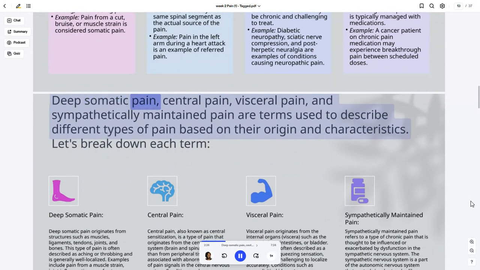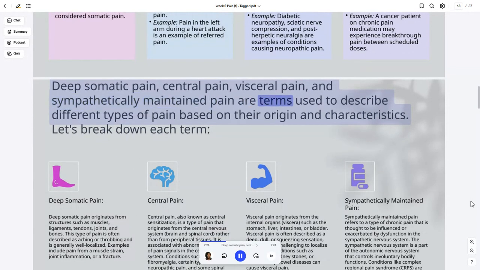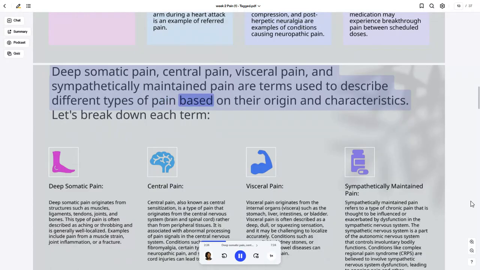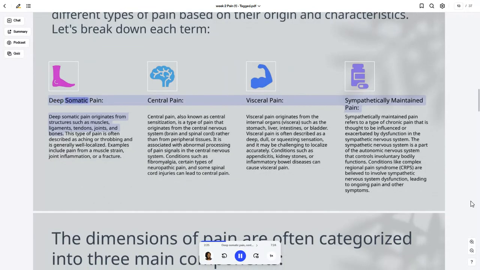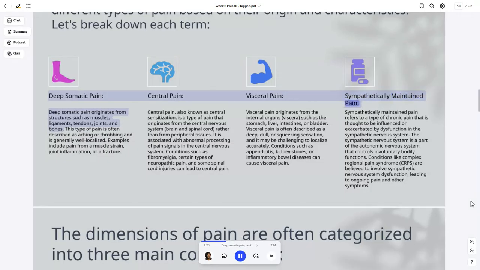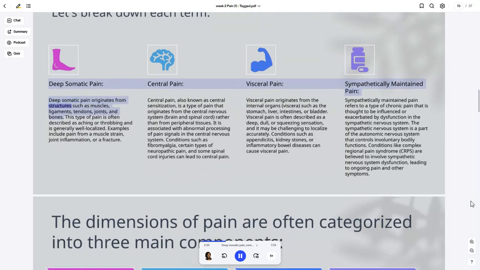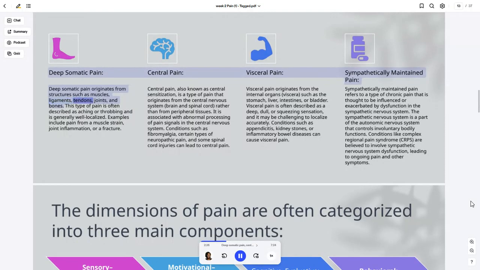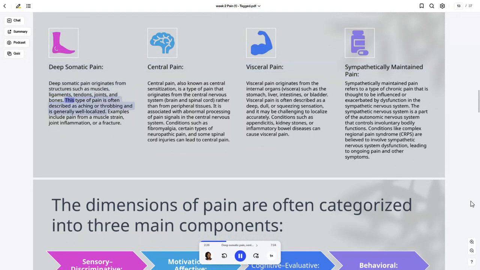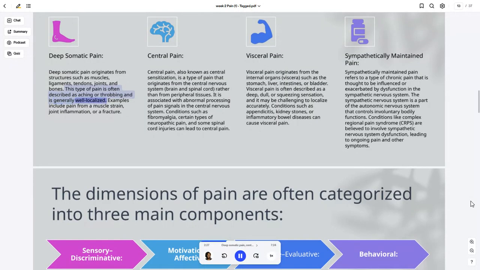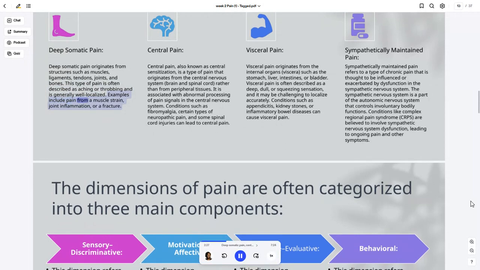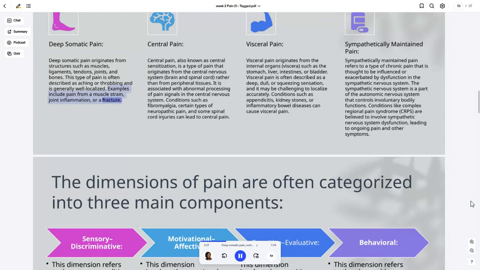Deep somatic pain, central pain, visceral pain, and sympathetically maintained pain are terms used to describe different types of pain based on their origin and characteristics. Let's break down each term. Deep somatic pain originates from structures such as muscles, ligaments, tendons, joints, and bones. This type of pain is often described as aching or throbbing and is generally well localized. Examples include pain from a muscle strain, joint inflammation, or a fracture.